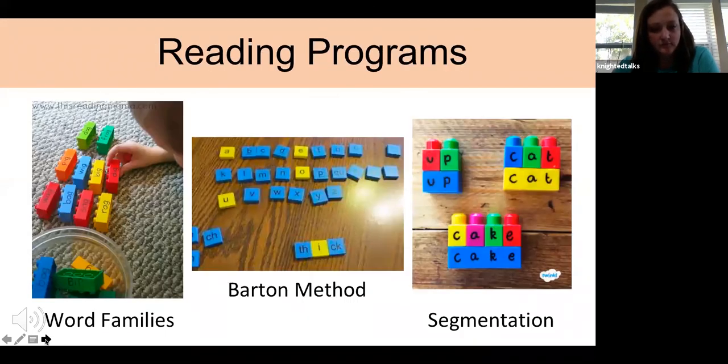Regardless of the specific curriculum that a child's home school uses, you'll want to familiarize yourself with different methods. So if you look in the middle, this is from a program called the Barton method. But also let's look at how some people have made adjustments to it. So look on the left with word families and on the right with segmentation. How cool is this that you can have children playing with blocks and they're still working on their segmentation, their phonics, their sight words. Think about how you can incorporate learning and play.